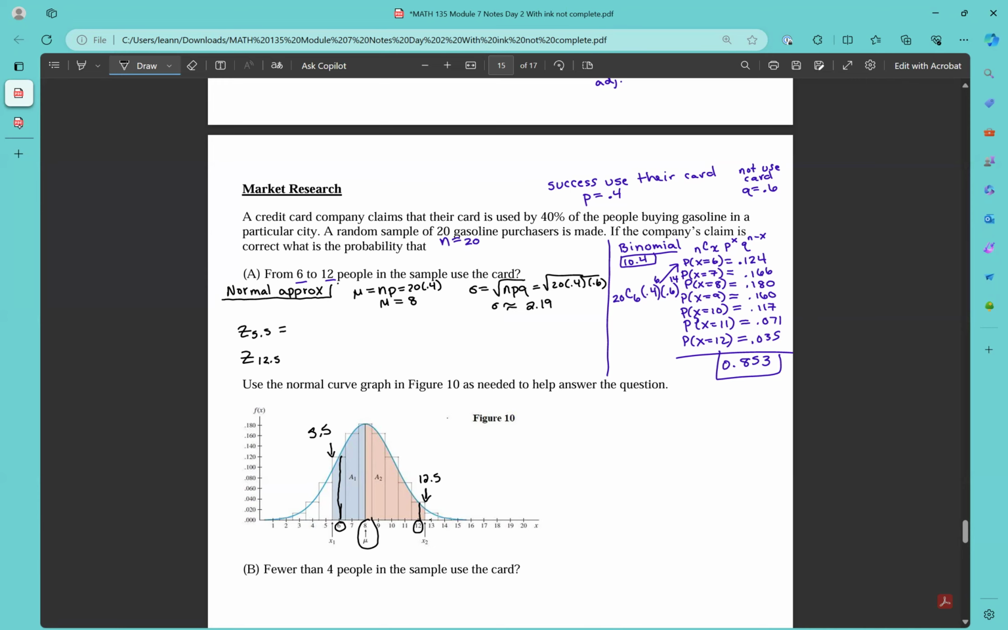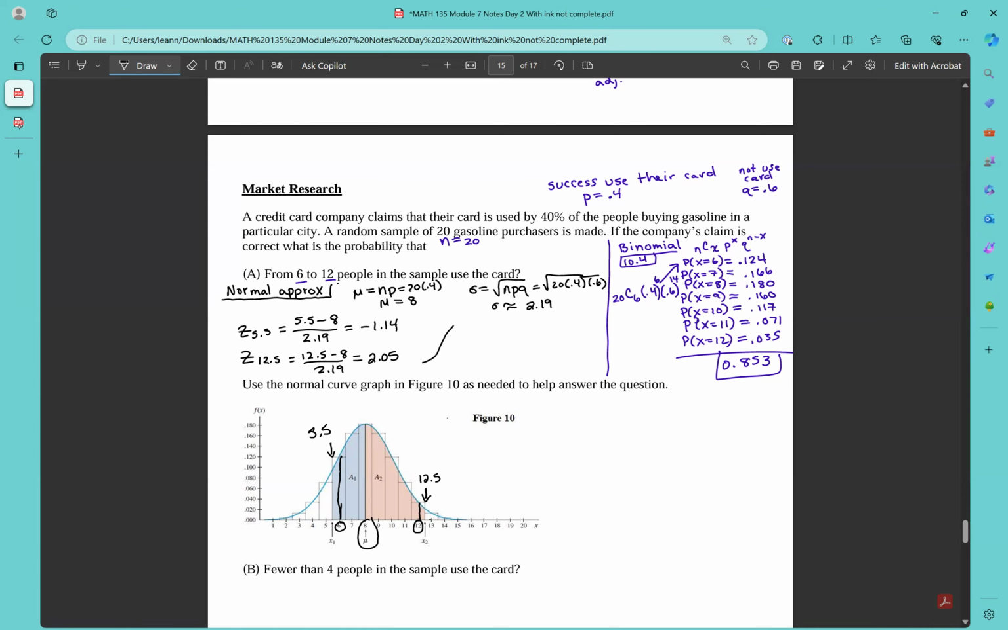So we do, remember, the formula for z-score. Your item is 5.5. Your mean is 8. We just found that. Your standard deviation is 2.19. Okay. I worked that out on my calculator and I got roughly negative 1.14. We usually round our z-scores to 2 decimal places. Then I did the 12.5. So 12.5 minus 8 divided by 2.19. That's going to be 2.05.